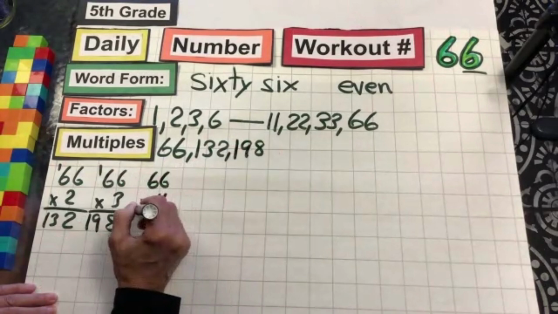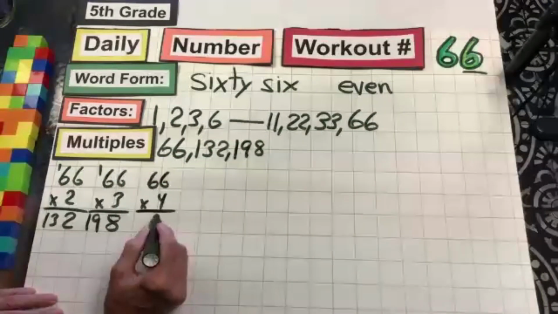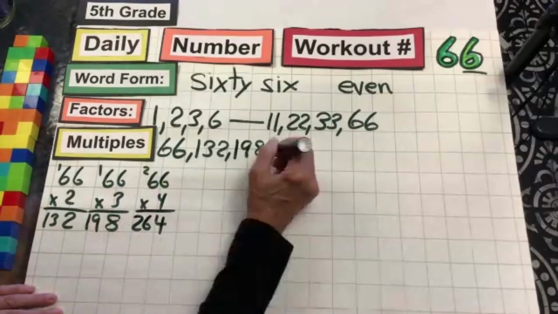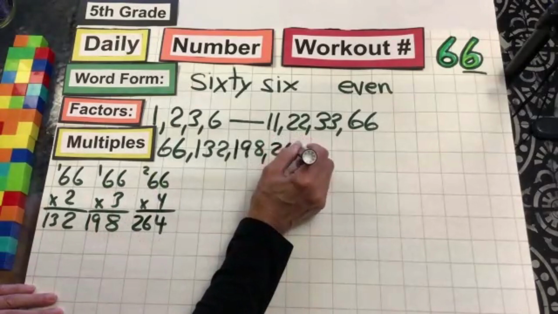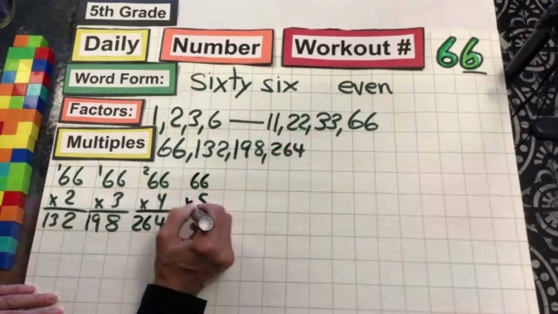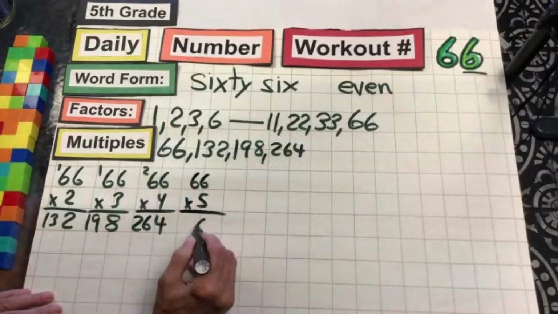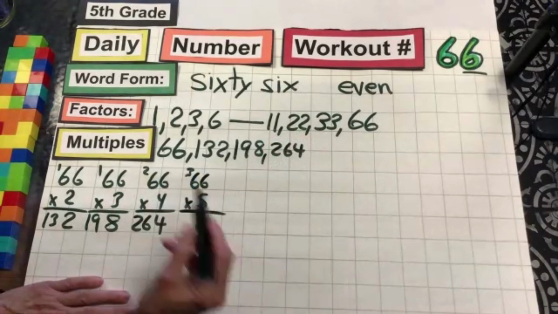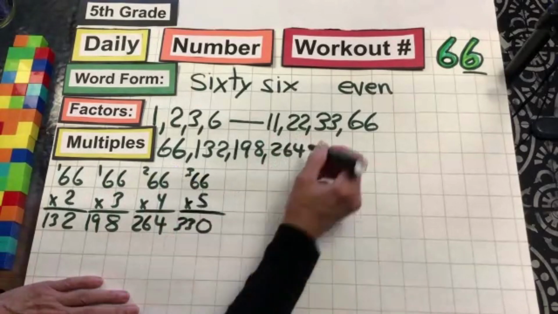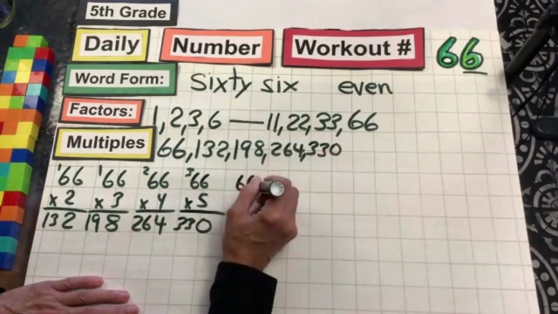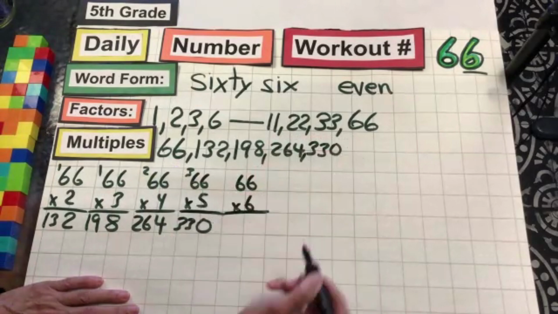66 times 4. 4 times 6 is 24. Drop the 4, carry the 2. 4 times 6 is 24, plus 2 is 26. 264. 66 times 5. 5 times 6 is 30. Drop the 0, carry the 3. 5 times 6 is 30, plus 3 is 33. So we have 330. 66 times 6. Woo, lots of sixes there.